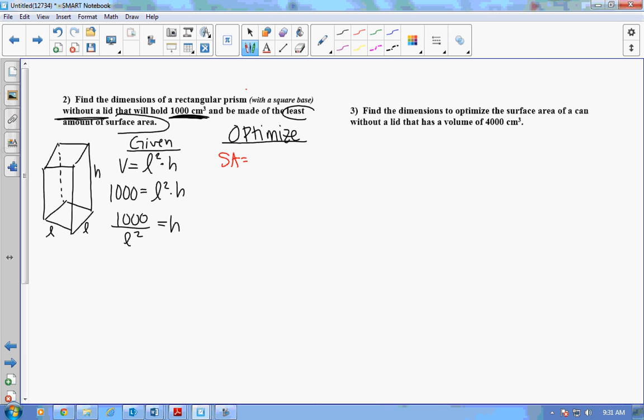Okay, and our S's in this case are L's. So 2L squared plus what? Okay, now that's with all sides, all 6 sides. And this problem specifically says one lid is removed. So which section is our lid? Is it the first term or the second term? The first term. So I'm going to change that to a 1.